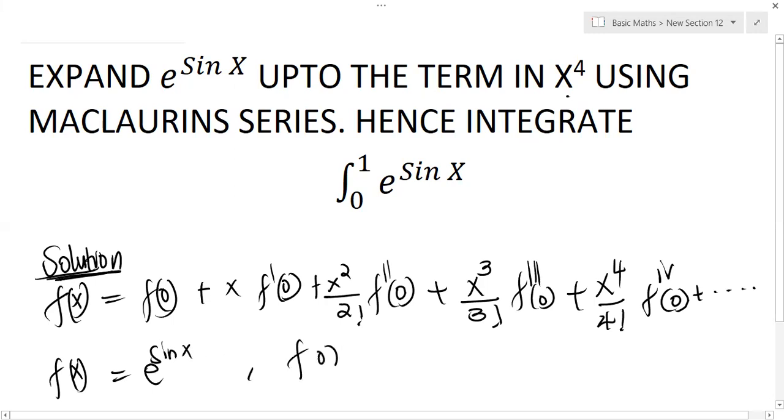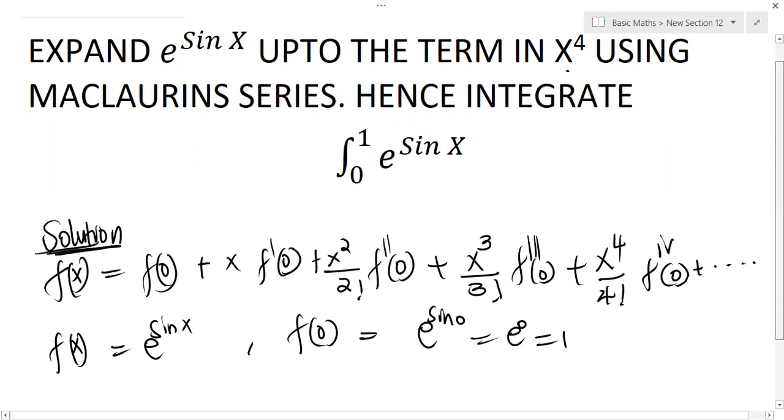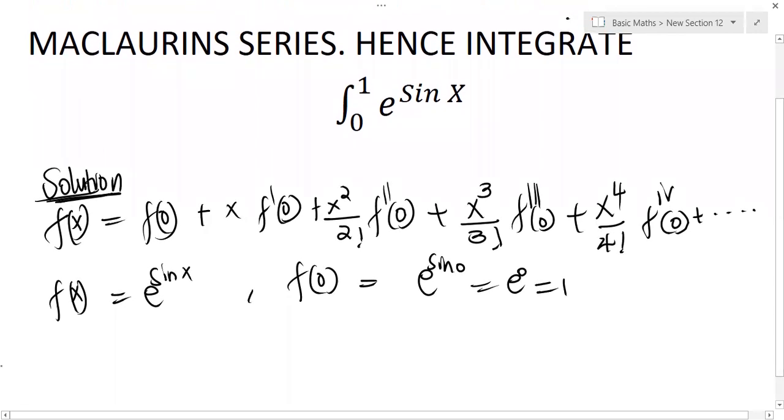So what is our f of 0? Exponential sine of 0. Sine of 0 is 0, so exponential 0 will give us 1. Then we go on to evaluate f prime of x. So we differentiate this function.